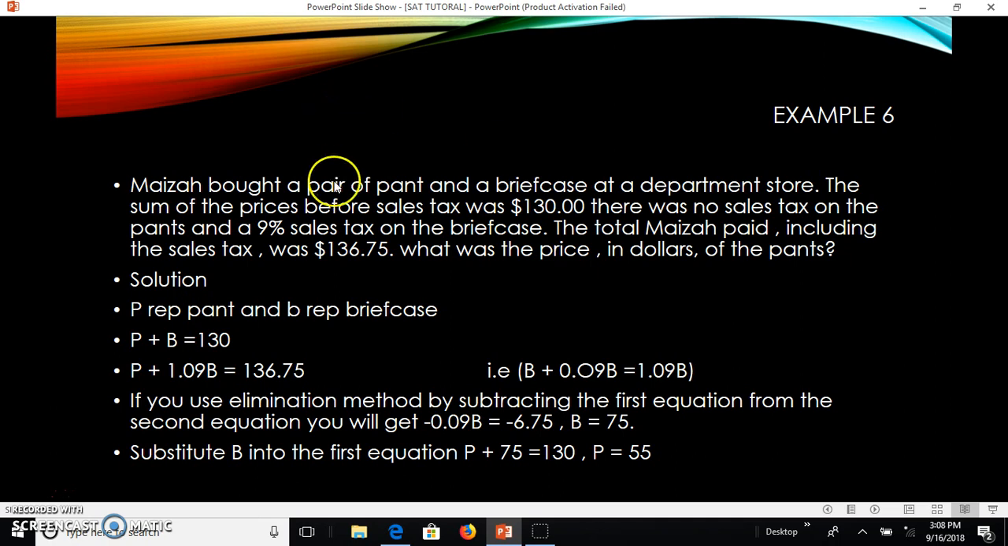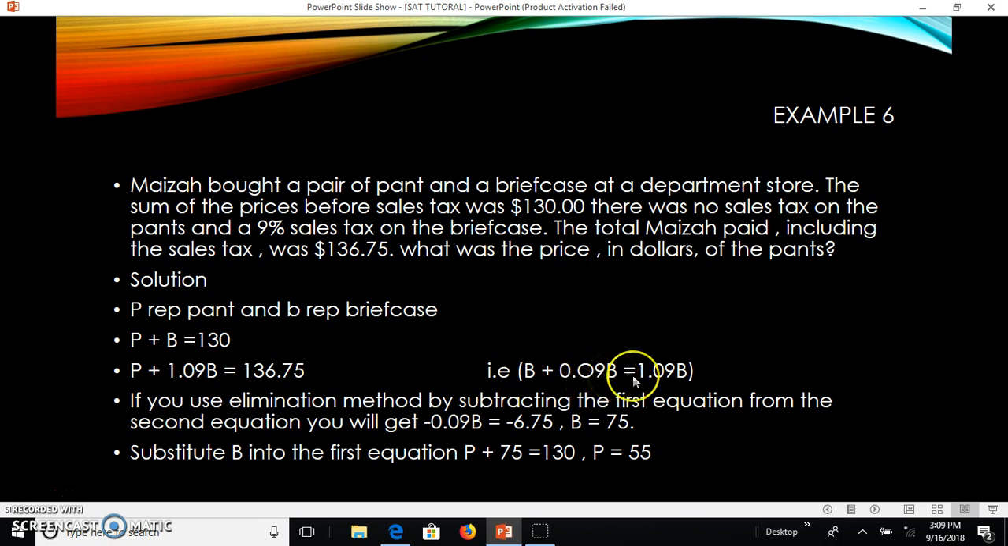Now, representing this statement: Desire bought a pair of pants and a briefcase. So P plus B, where P represents pants and B represents briefcase. So P plus B equals 130. That's before the tax. Now, when there was tax, they said there was no tax on the pants. So that means P is not changing, plus there will be a change in B because there is a tax on it. They said it is 9%, alright? So it equals, look at it here, B plus, this is the price without tax, and this is the tax that was added, which will be 0.09B. You understand?